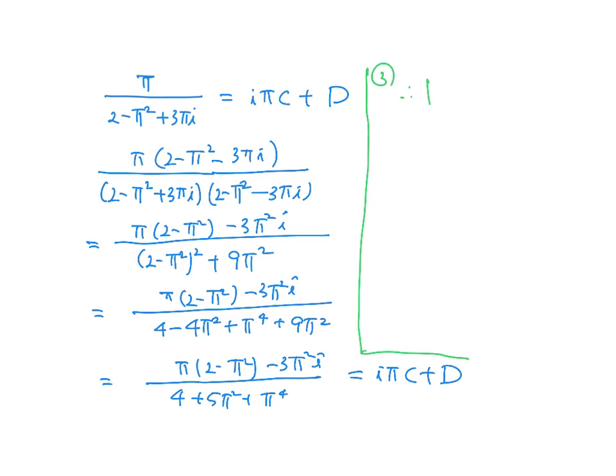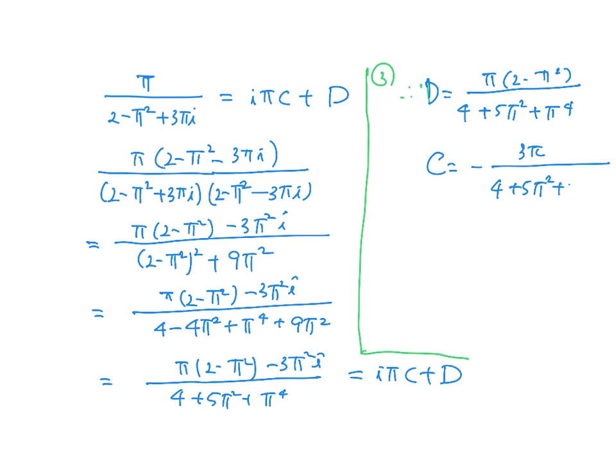So d is simply pi times (2 minus pi squared) over (4 plus 5 pi squared plus pi to the fourth), and c is minus 3 pi over (4 plus 5 pi squared). And if my memory is correct, A was pi divided by pi squared plus 1, right? Is it? And B is minus pi over pi squared plus 4.